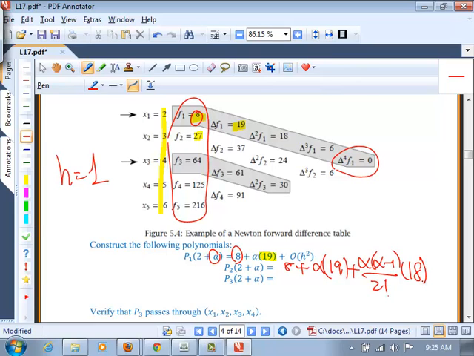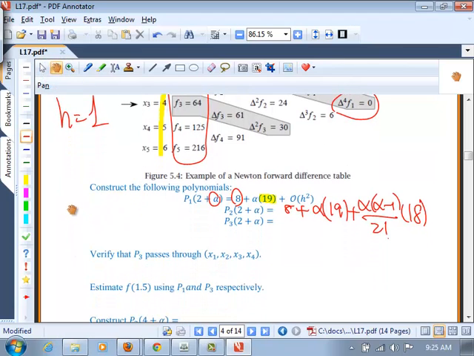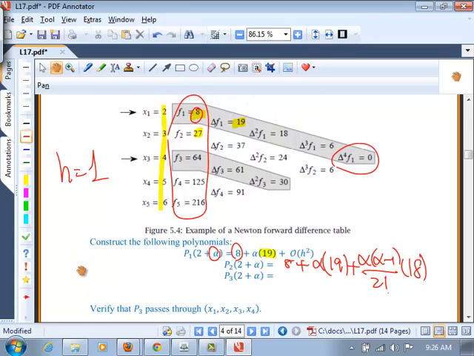And I said verify P3 passes through those 3 data points. Here, you can verify that P2 passes through those 3 data points. Okay, what would happen when I put alpha equal to 0? I get 8. When I put alpha equal to 1, 8 plus 19, which is 27. Right? When I put alpha equal to 2, you need to do a little bit of arithmetic, and you will find that it comes out to 64 as well.